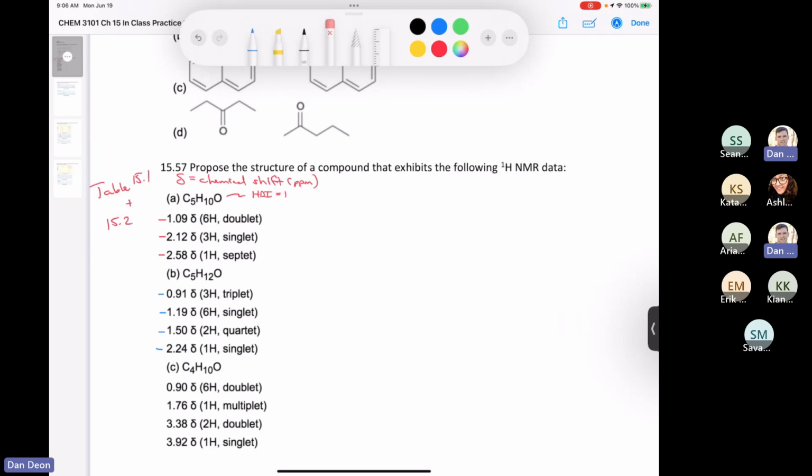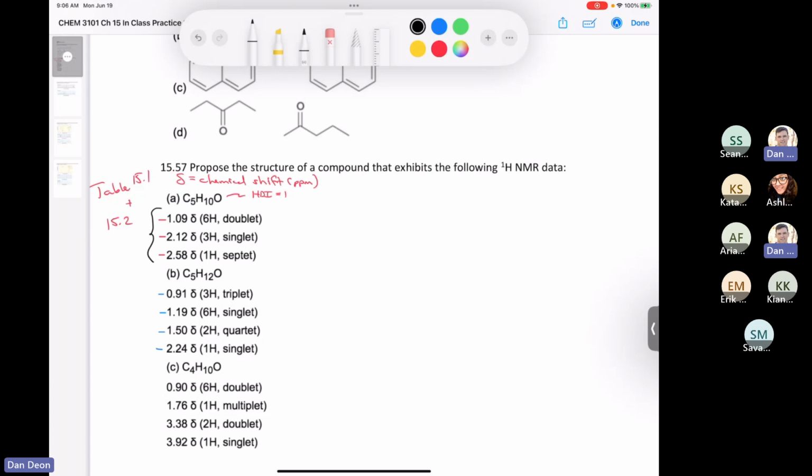So in A, we've got an HDI of 1. We have a chemical shift of 1.09 ppm, 6 protons, which gives you a doublet. 2.2, we have 3 protons, gives you a singlet. And then at 2.58, we have 1 proton that gives you a septet.